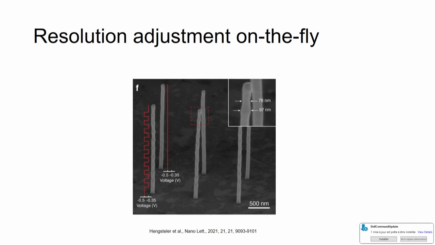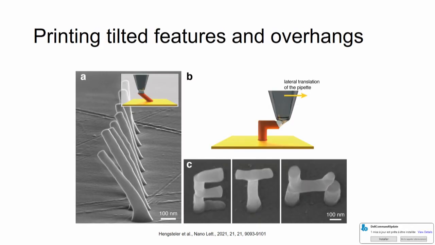So here we printed these pillars in the front row with a variable voltage, and the pillars in the rear were printed with a constant voltage. Here in the inset, you can see that truly the variation of diameter happens in these ones and doesn't really happen in the back row.